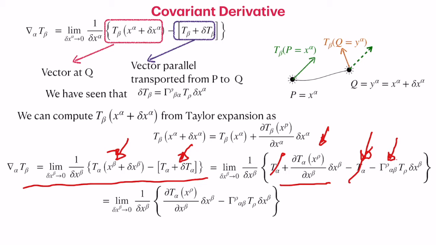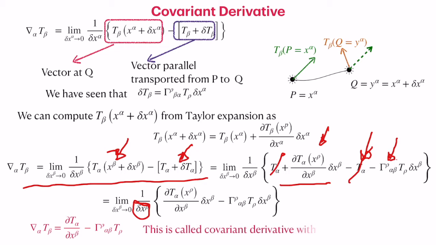It turns out that we can easily factor out the x delta x beta, and then we are dividing it, that term cancels out. This leads to the non-vanishing term as limit delta x beta going to 0. So this is what we get eventually for the covariant derivative, that is, delta alpha T beta is given as a partial differentiation of T alpha with respect to x beta minus gamma rho alpha beta T rho.